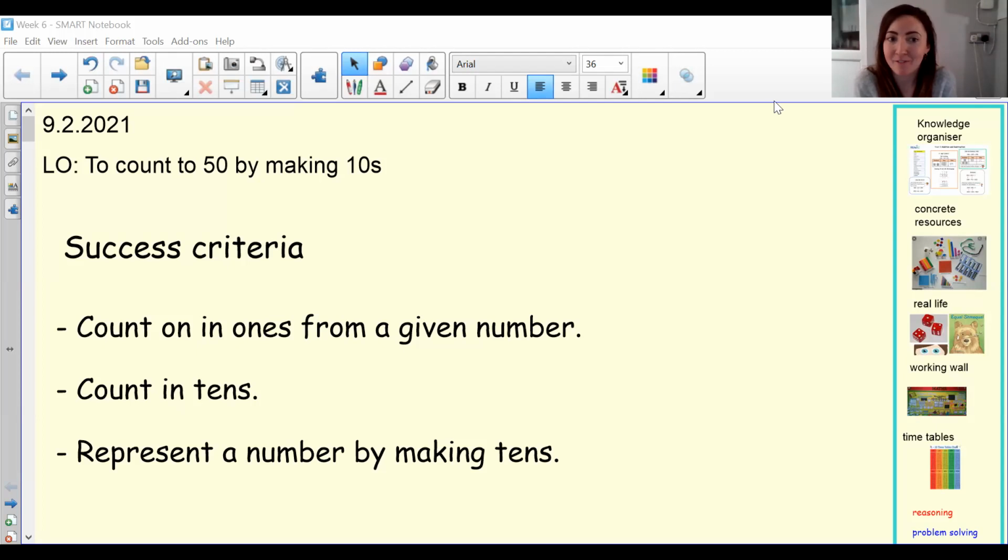Today we're learning to count to 50 by making tens. And our success criteria, so the things that we need to do to be successful, is to count on in ones from a given number, to count in tens, and represent a number by making tens.